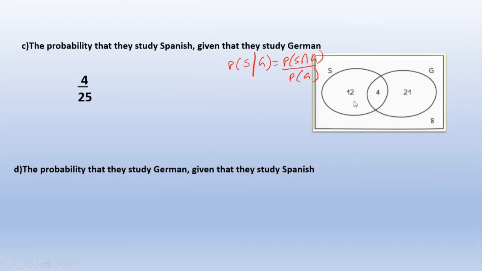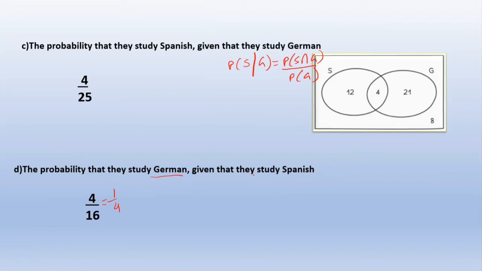So look at this. The total possible outcomes are now going to be 12 plus 4, which is 16, and the favorable outcomes are going to be 4. If I simplify it, I get 1 upon 4. Okay. So got it? Please read the question carefully.